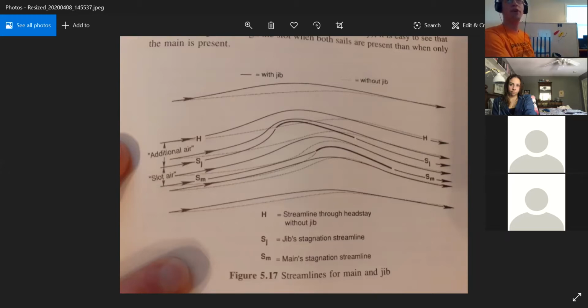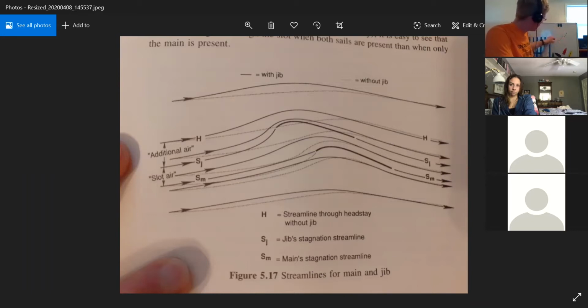So that one isn't necessarily an enhancement of performance. It's just something that we can understand. That's what's going on. So that's what the jib is doing to the main, right? We have lower speed over the back, so less likely to stall, and the main feels like it's sailing in a header. All right, so now what is the mainsail doing to the jib?